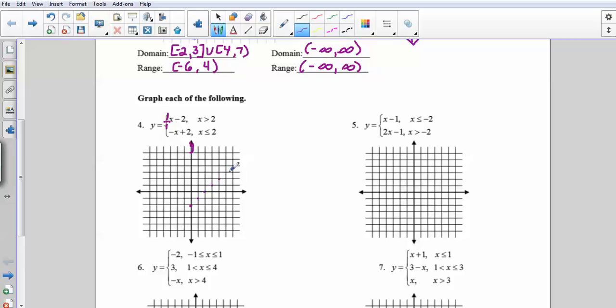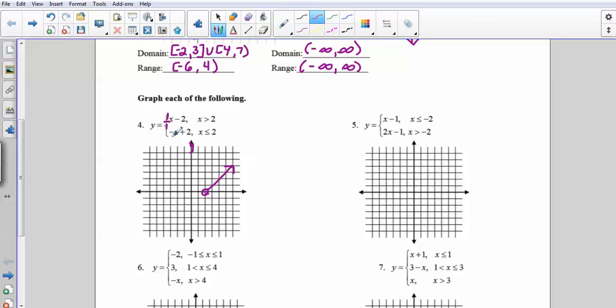Now you only want this line when x is greater than -2. I'm sorry, when x is greater than positive 2. So I want to put an open circle when x is positive 2, and I only want to use that part of the line over here. So the other dots I made, I can just erase those. I don't need those.